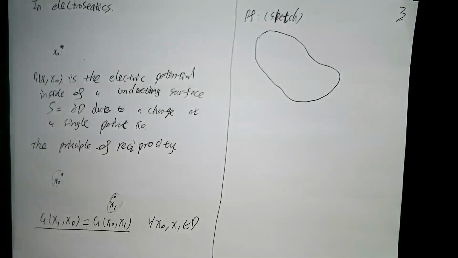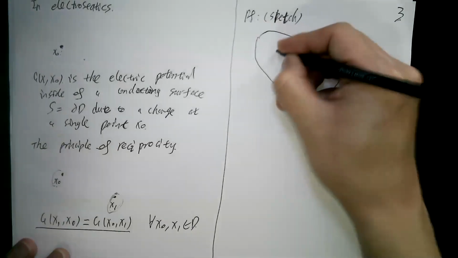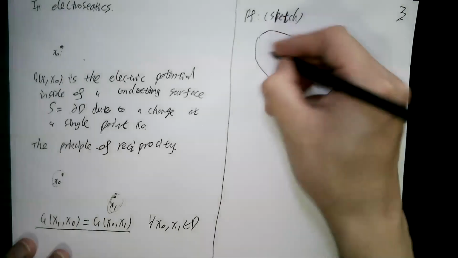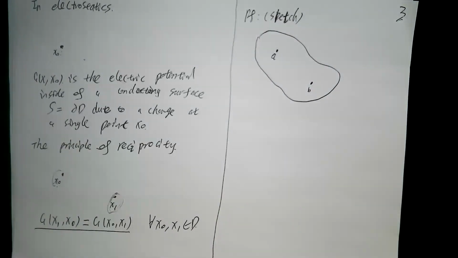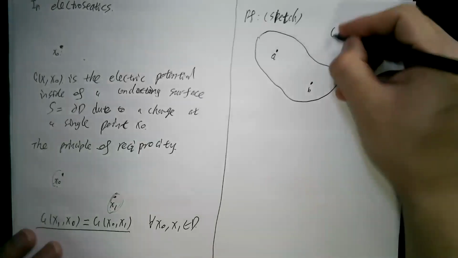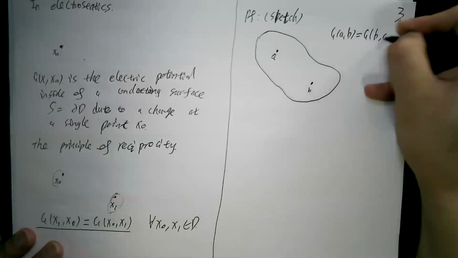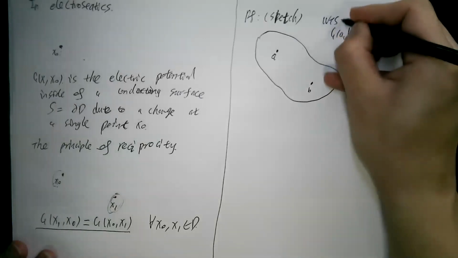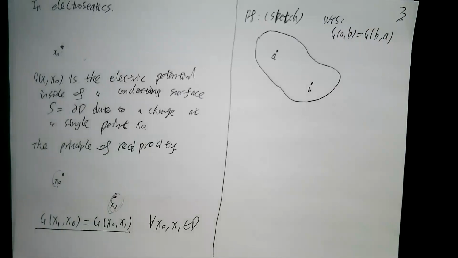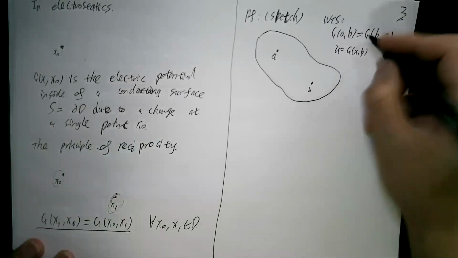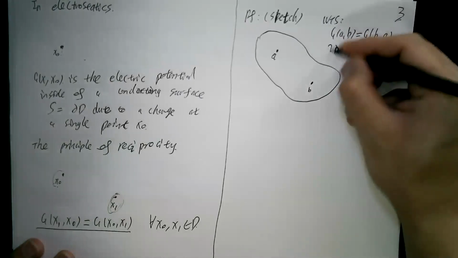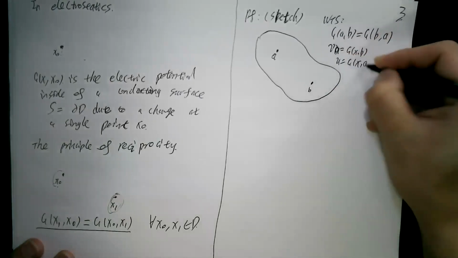The proof is like this. For instance, this is point A, this is point B. You want to say that G(A, B) is actually equal to G(B, A), right? You want to show this, but this is not very easy to show. However, what you can try is to let V be G(x, B) and U be G(x, A).